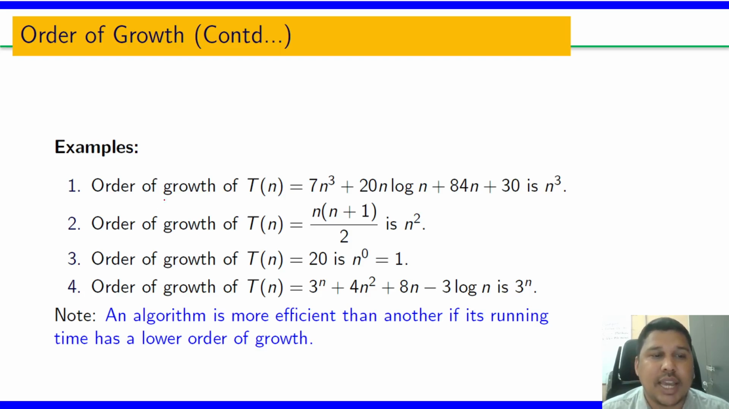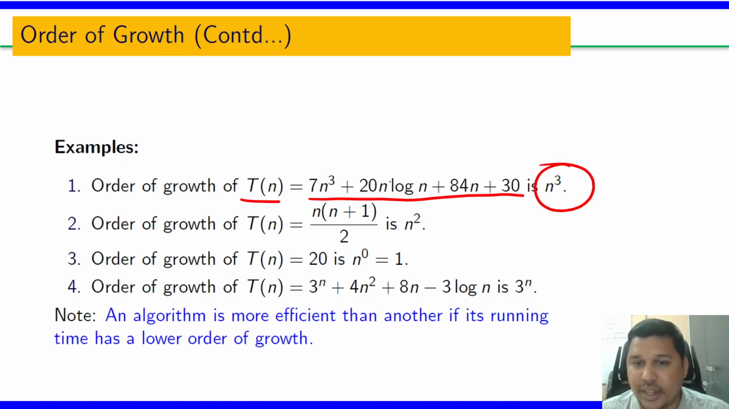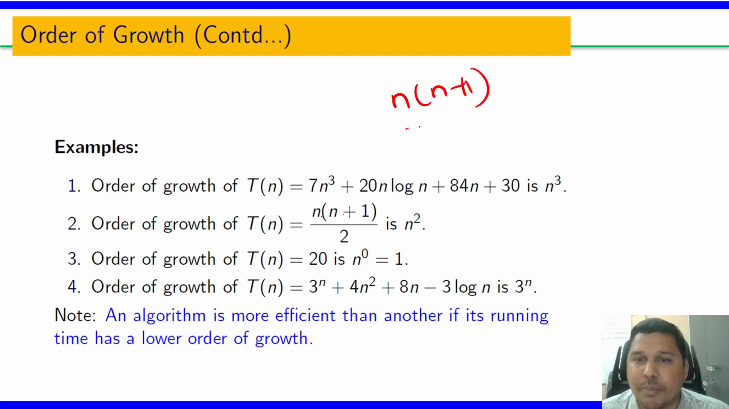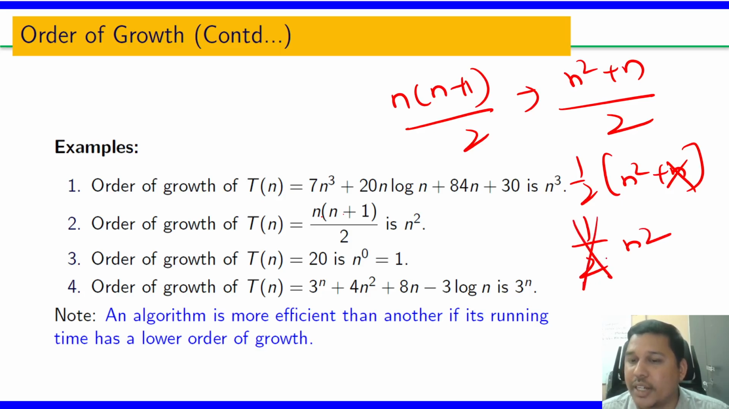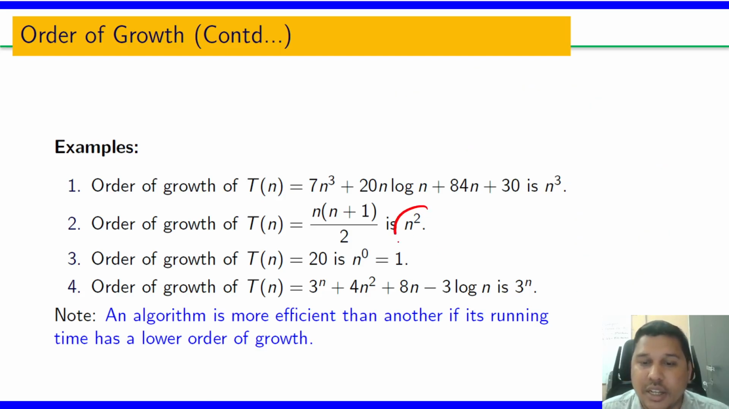See here, can we say the order of growth of this particular program, 7n cube plus 20n log n plus 84, is n cube? Why? All these are lower order terms, and this also I am ignoring. It becomes n cube. See, the order of growth of n into n plus 1 by 2: if you do this, this is n square plus n by 2. So it's nothing but 1 by 2 of n square plus n. Okay, this n I will remove. It becomes 1 by 2 n square. This is a coefficient of the higher order term. I will remove this. It becomes n square. Therefore, the order of growth of this expression is n square.